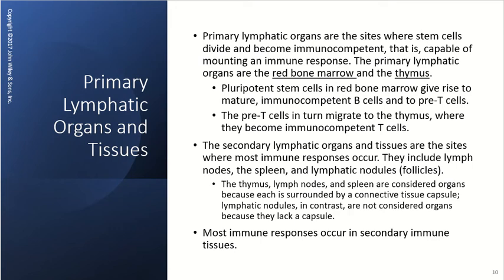immunocompetent T cell. The secondary lymphatic organs and tissues are going to be the site where most immune responses are going to occur. These are going to include the lymph nodes, the spleen, and the lymphatic nodules, also called lymphatic follicles. The thymus, the lymph nodes, and the spleen are going to be considered organs because each of them is going to be surrounded by a connective tissue capsule, while the lymphatic nodules are not considered organs because they lack this capsule. So most immune responses are going to occur in these secondary immune tissues.